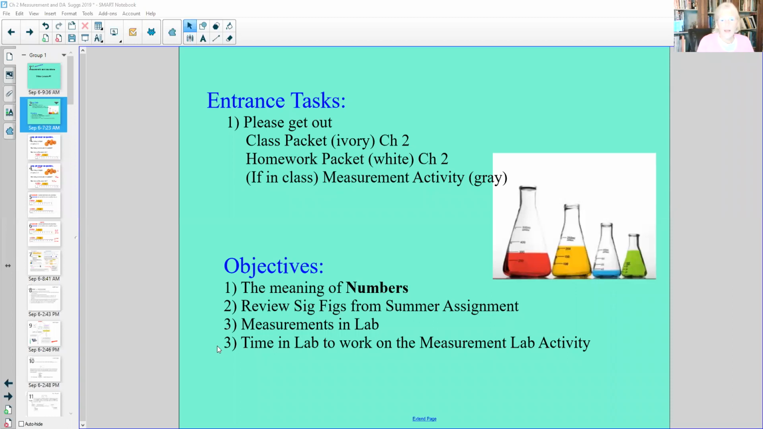So, what we're going to accomplish today is looking at the meaning of numbers. What is it about science that uses numbers differently? We'll review sig figs, and then we'll start a lab, or at least when you're in the laboratory, you'll be starting this lab on measurements with these instruments.